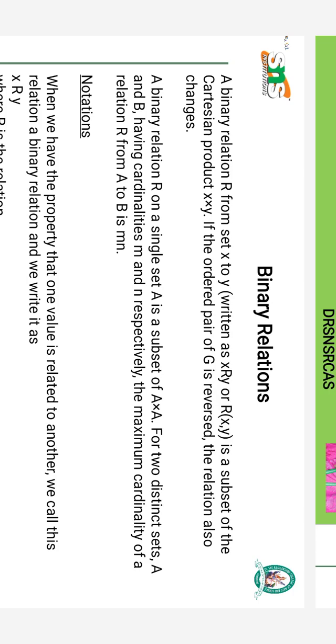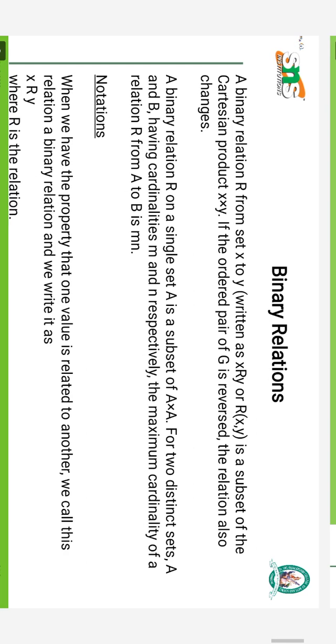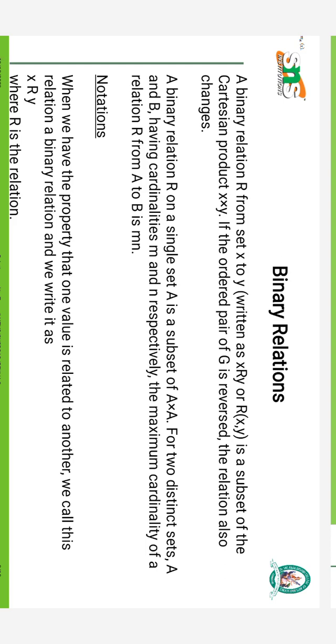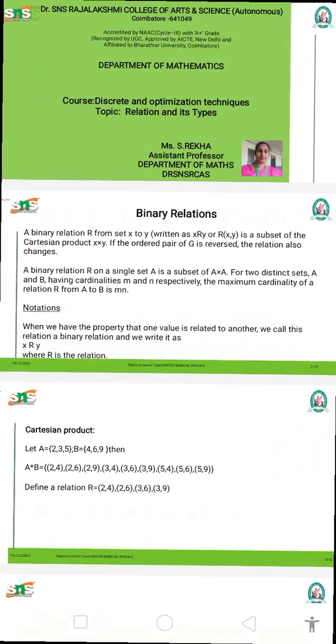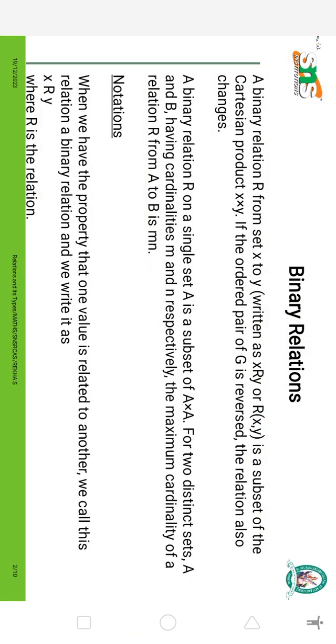For example, if you consider the ordered pairs (2, 4) and (3, 6), we can say that 2 is related to 4 and 3 is related to 6. So based on this concept we can discuss the binary relation. If you have a relation between two sets, then we can say it is a binary relation.